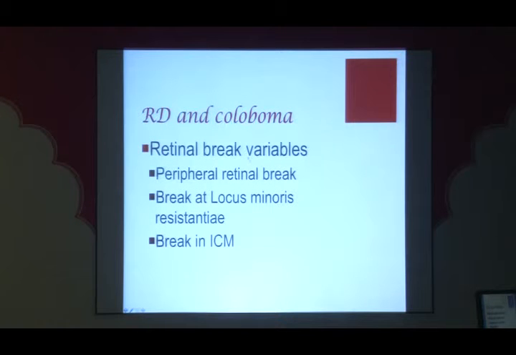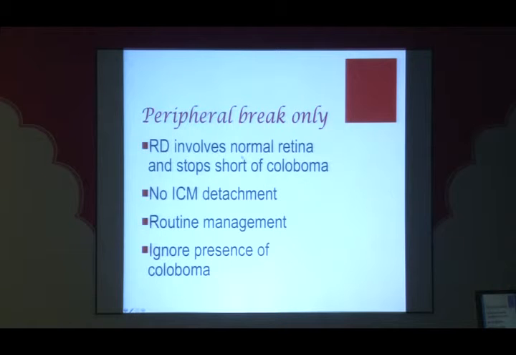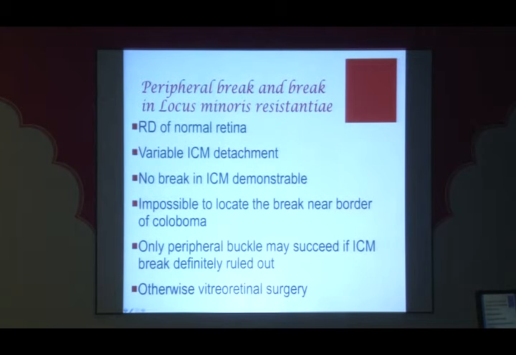You can have a peripheral retinal break, a break in the ICM, and a break at the locus minoris, which is actually a gateway between subretinal space and sub-ICM space, so to say. So if you have only a peripheral break, it behaves like any other detachment without a coloboma, and you manage it as a routine. But you must be conscious of the fact that it's not always possible to be sure that there is no contribution from the coloboma despite a peripheral break being present. So if there's a break in the periphery and a break in the locus minoris resistentiae, then again the retinal detachment is of the normal retina.